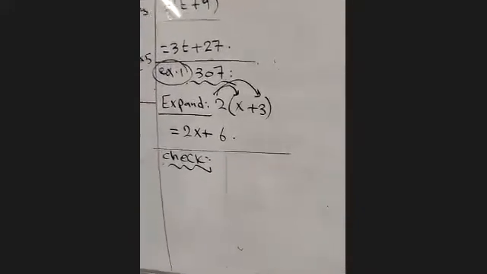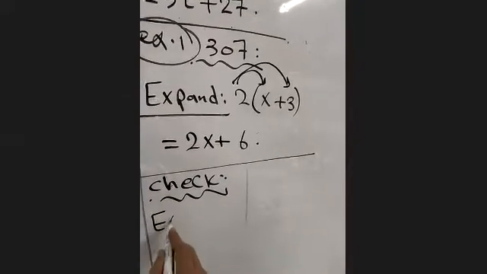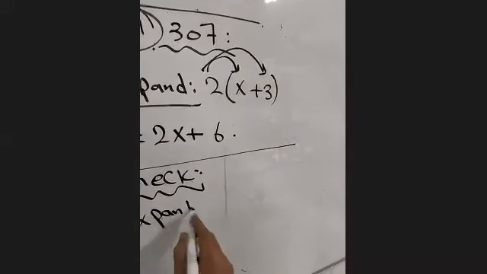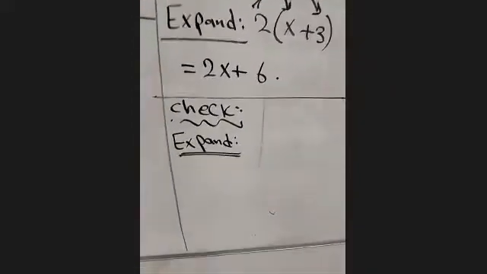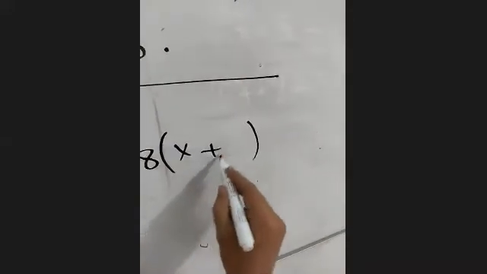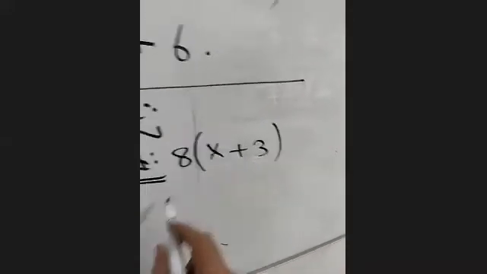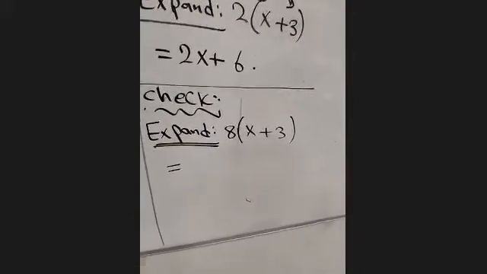Use the distributive property to expand 8(x plus 3). Read it again. What is it? 8 parentheses x plus 3. 8 multiply the parentheses, and inside it we have x plus 3. Let's expand this. Yalla. We will multiply.